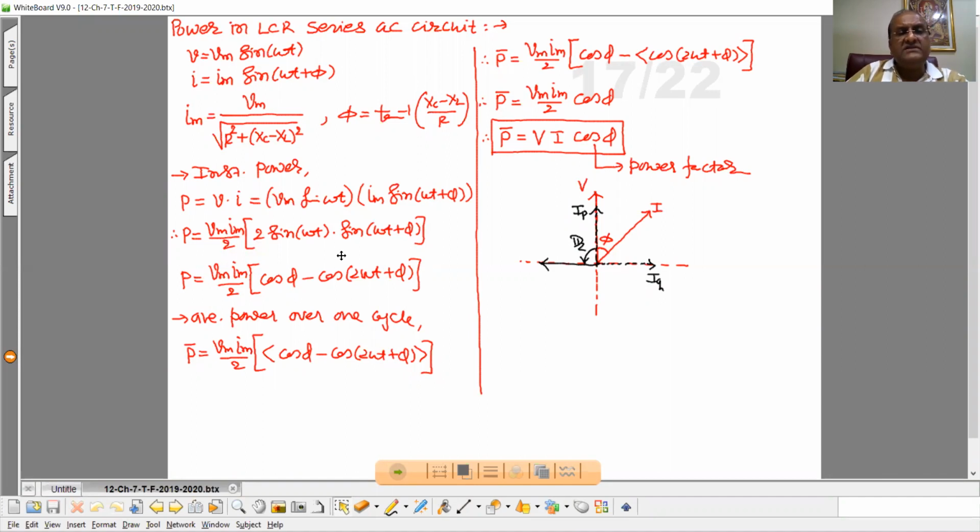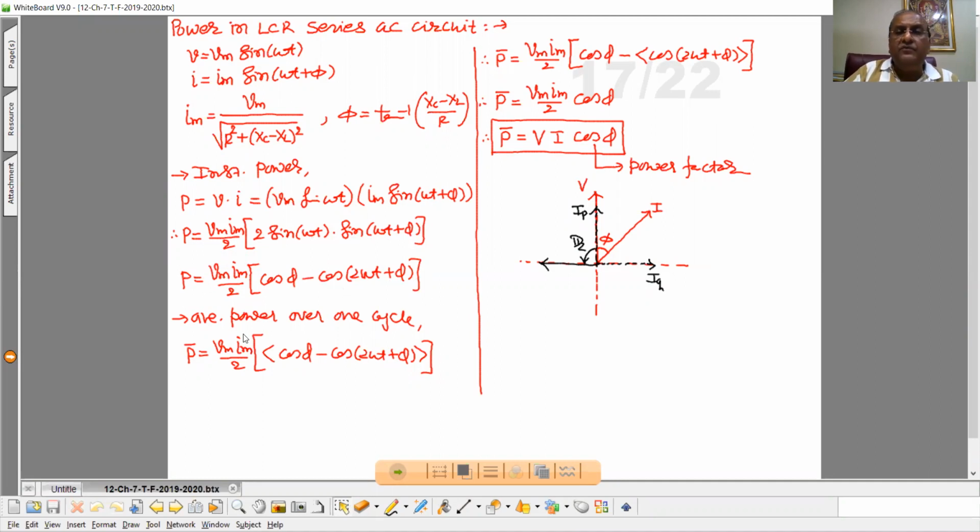So 2 sine A sine B, for that in trigonometry you have the identity. As per that equation, here directly, this 2 sine omega t sine (omega t plus phi) is written as cos phi minus cos (2 omega t plus phi). Now, this one is the equation for instantaneous power, power at any instant t.